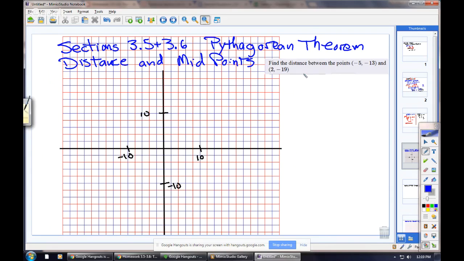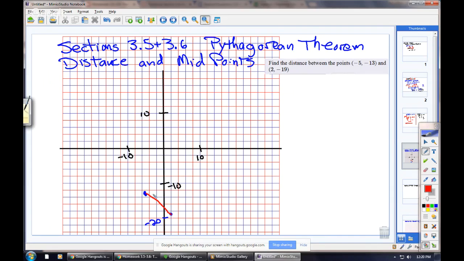All right, so I need to plot -5, so go over 5, excuse me, and then down 13. So 10, 11, 12, 13, that's going to be right there. And 2, -19. So 2, 4, 6, 8, 10. So down here would be -20. So 2, -19 would be about right there. So I need to find the distance between these 2 points. So the distance from here to there.